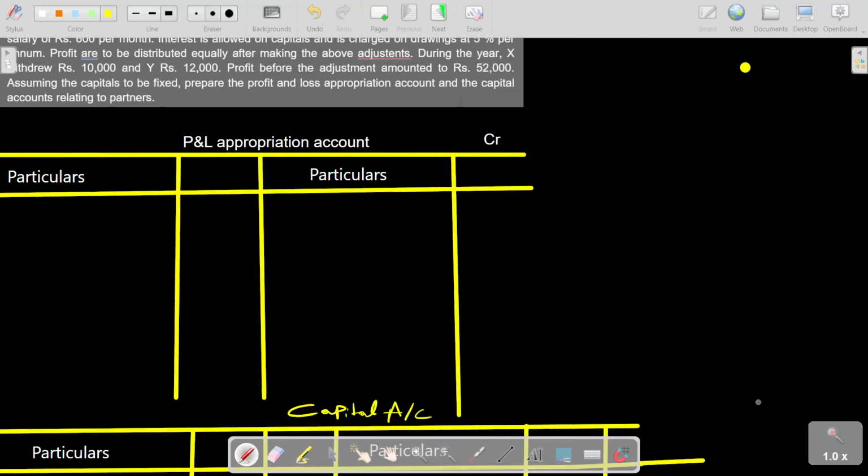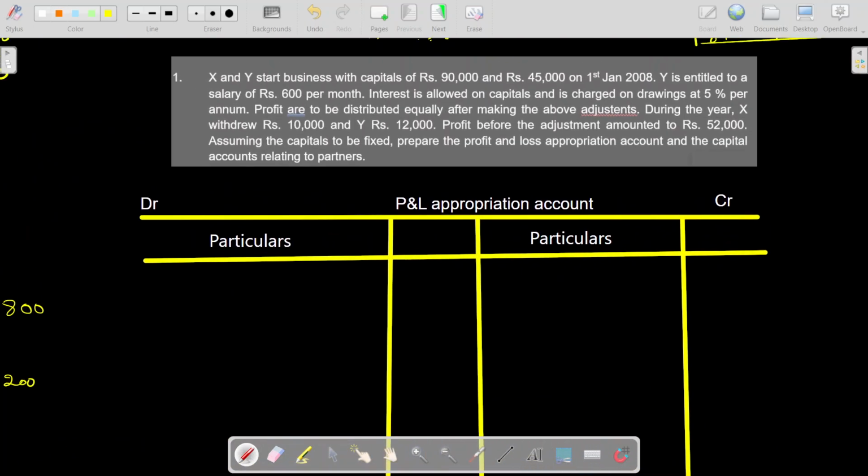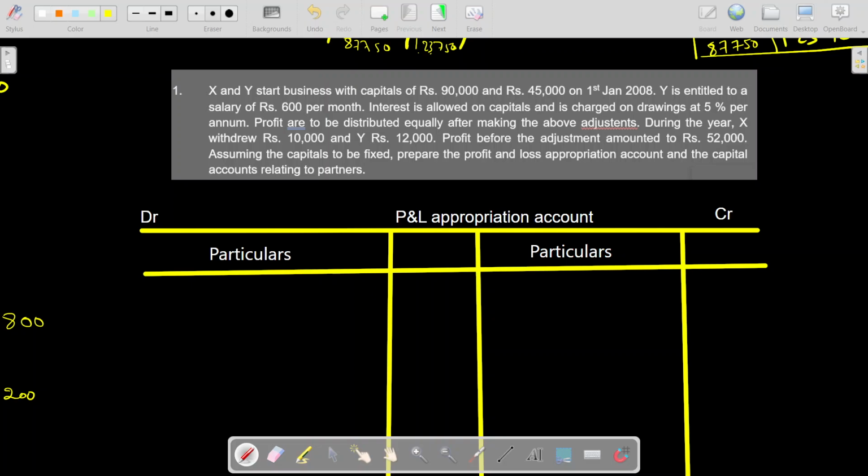This is the problem number 1. X and Y start business with capitals of rupees 90,000 and 45,000 on 1st January 2008. X is entitled to a salary of 600 per month. Interest is allowed on capitals and is charged on drawings. So we have interest on capitals and interest on drawings. How much? 5% per annum.